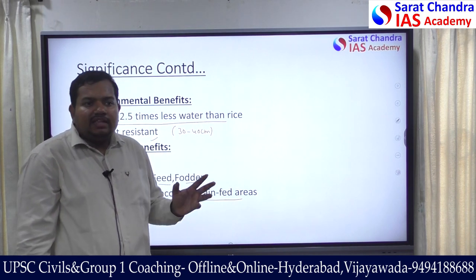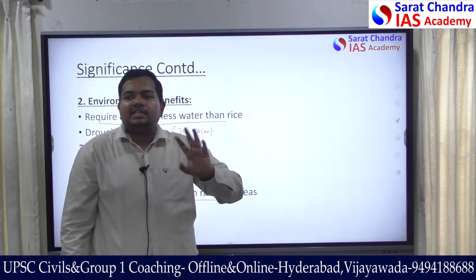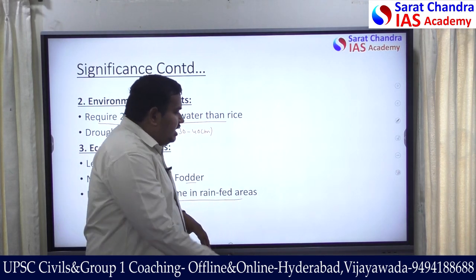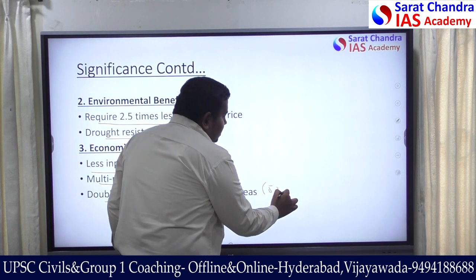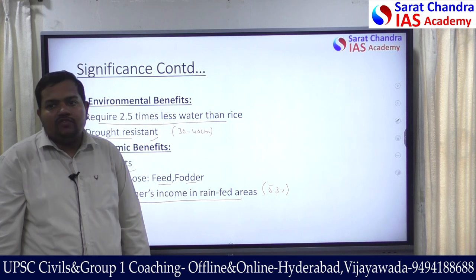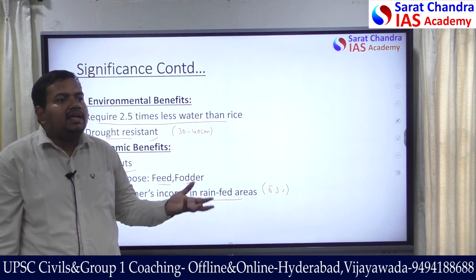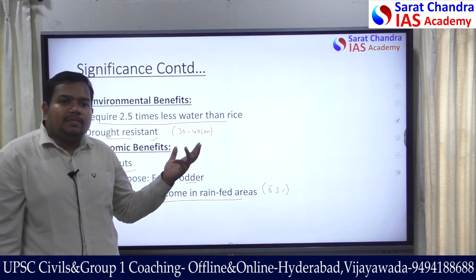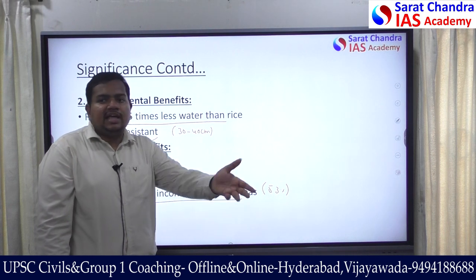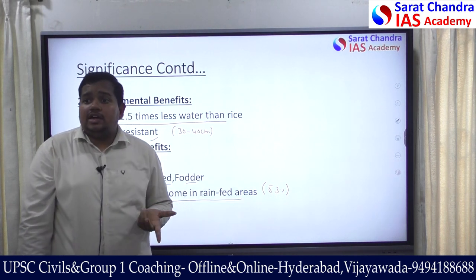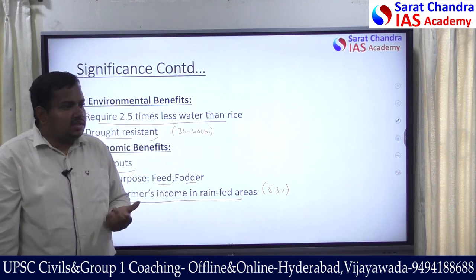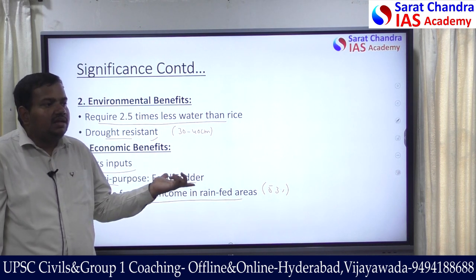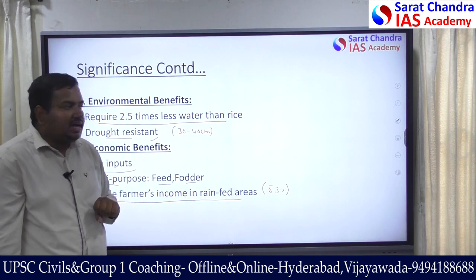Rain-fed area means where there is rainfall, and if only there is rainfall, they can grow crops. That means they don't have any irrigation facilities. And in India, almost 53% of the total cultivated land is under rain-fed areas. That means they don't have any irrigation facilities. So in those areas, if you are going to produce millets, it will be beneficial for the farmers. Otherwise, if you take risk and if you grow rice, if there is any drought, there will be huge losses. If you grow wheat, again, there may be huge losses. But millet, because they are drought resistant, there won't be any losses. Okay. So that is the advantage.